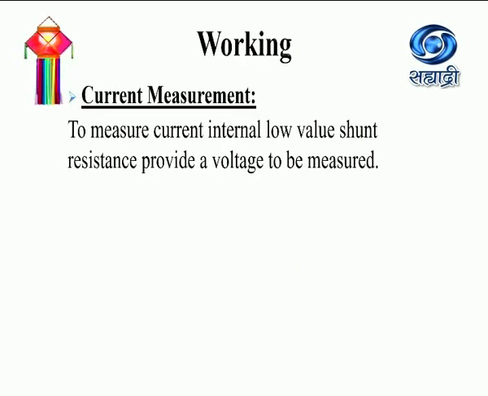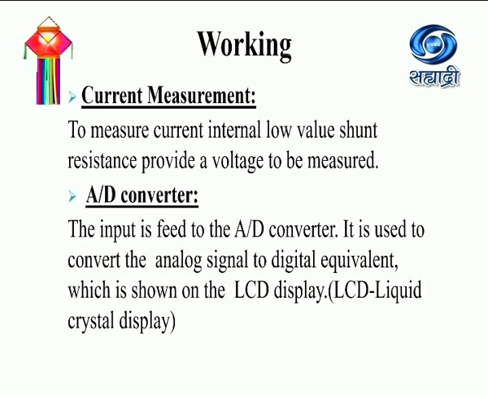So for current measurement, an internal low value shunt resistance is provided, and a voltage is measured. Whenever we measure the current, it is measured across one shunt resistance which is connected internally in this multimeter. Next is the A to D converter, that is the analog to digital converter. The input is fed to the A to D converter. It is used to convert the analog signal to its digital equivalent, which is shown on the LCD display.